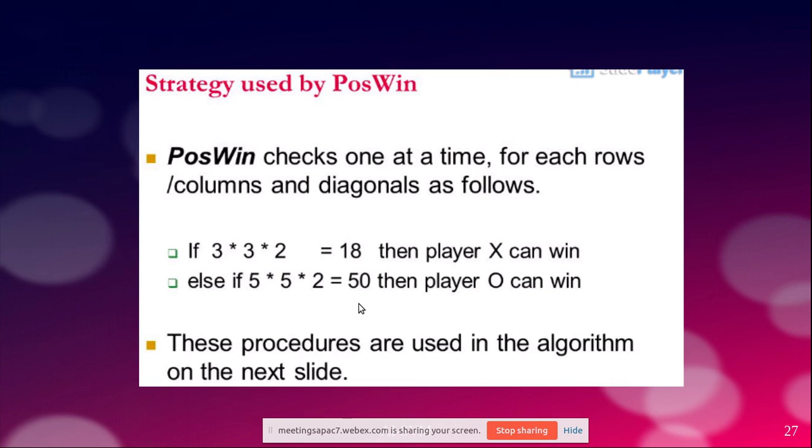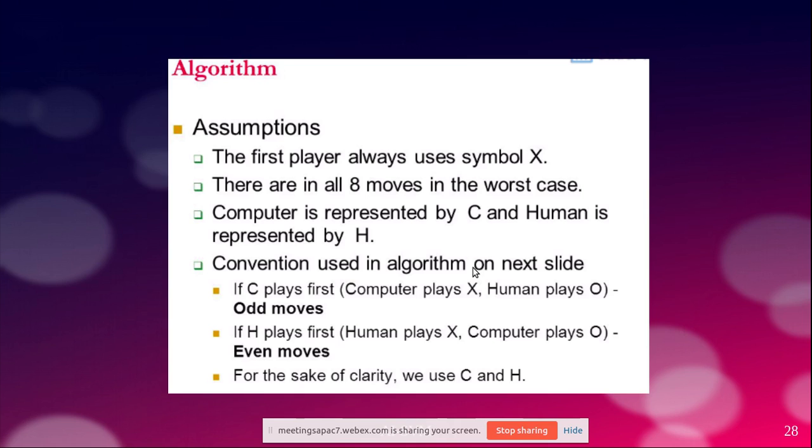If neither 18 is there nor 50 is there, then select any one of the blank cells and make your move. And that's the procedure. Let us simplify things. The first player always uses symbol X.